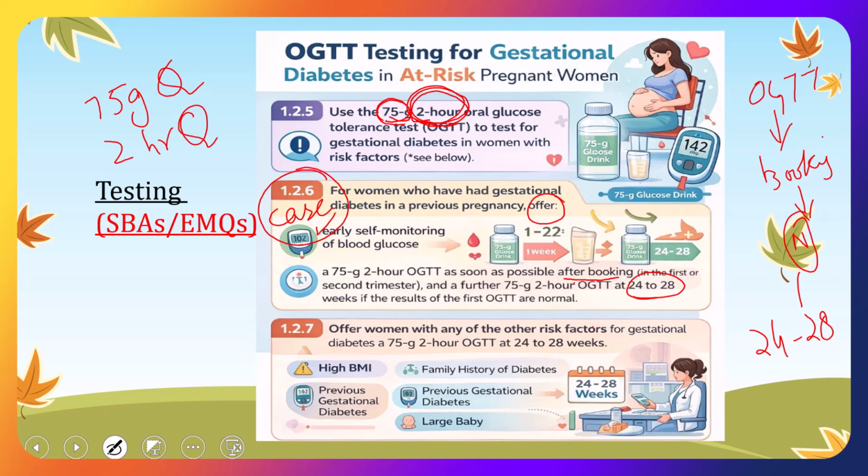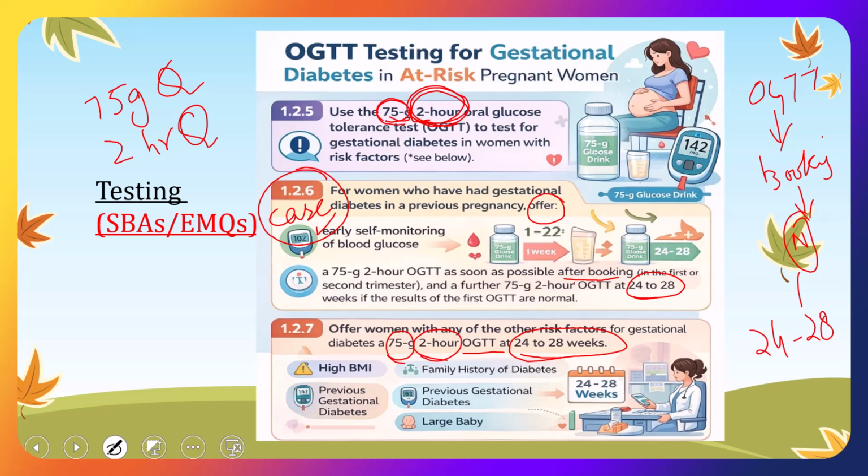Now, what about the other 4 risk factors that are left behind? Apart from gestational diabetes in a previous pregnancy, if other 4 risk factors are present, then we offer women gestational diabetes mellitus testing, 75 gram 2-hour OGTT, at 24 to 28 weeks. Meaning for the other 4 risk factors, only one-time OGTT testing is done. And for gestational diabetes in a previous pregnancy, 2-time OGTT is done if the first one is normal.